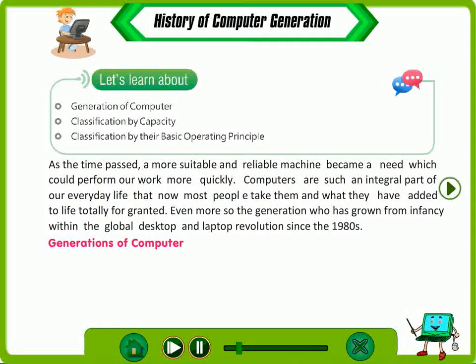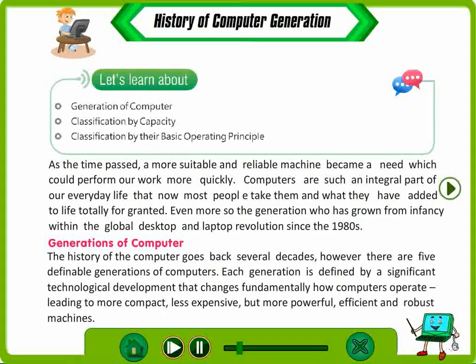Generations of computer. The history of the computer goes back several decades. However, there are 5 definable generations of computers. Each generation is defined by a significant technological development that changes fundamentally how computers operate, leading to more compact, less expensive, but more powerful, efficient and robust machines.